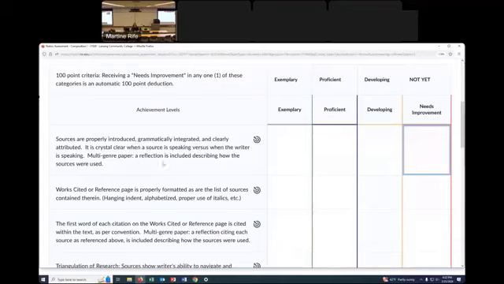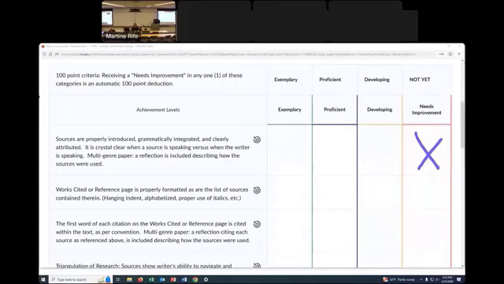The multi-genre paper has a reflection. Okay, sources are properly introduced. Okay, so I go and I read the paper and there are no sources in it at all. Because you have to have 3 minimum. Or it's a multi-genre paper, there's no reflection.